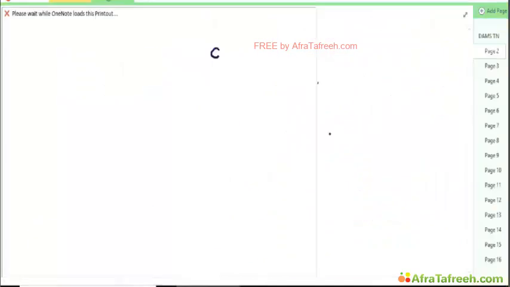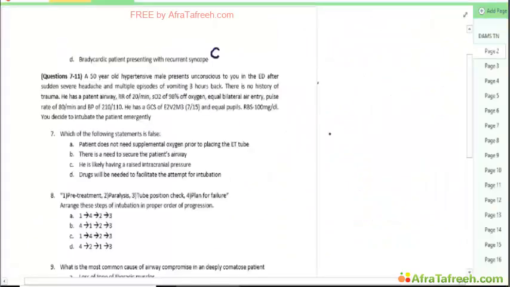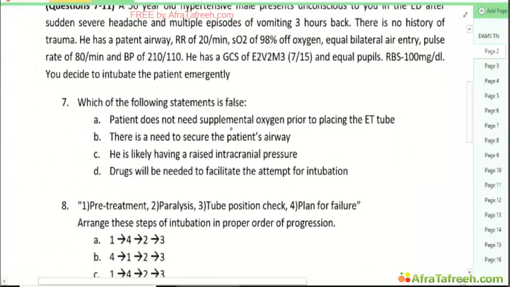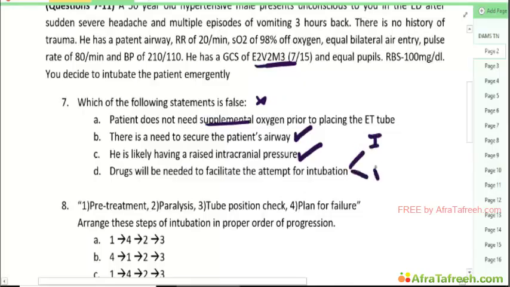Right? So let's see. Which of the following statements is false? Patient does not need supplemental oxygen. No, this is wrong. As we have seen, the patient needs pre-oxygenation, so oxygen is used. There is a need to secure the patient's airway. That is true. The patient's airway needs to be secured as the patient is deeply comatose, as we have discussed. Is likely to have raised intracranial pressure? Yes, very right. Drugs will be needed to facilitate the attempt of intubation? Yes, we need an induction agent and a paralytic agent. At least. There could also be a pre-treatment step, which is usually avoided in most cases, but this patient may need it. So the answer would be A.